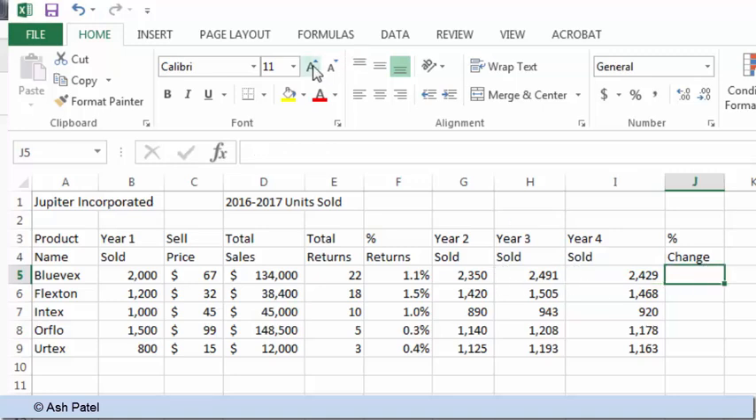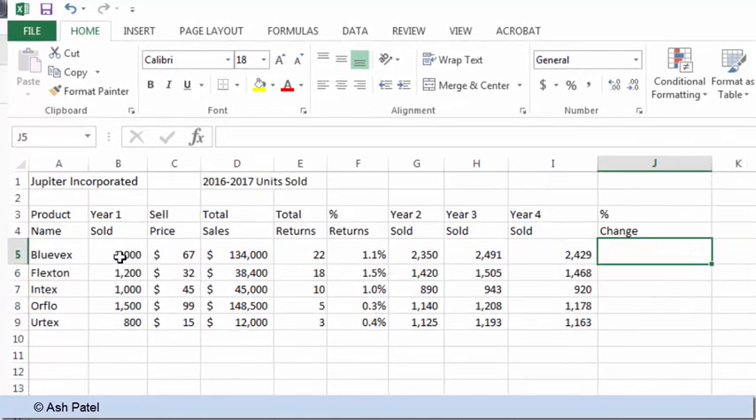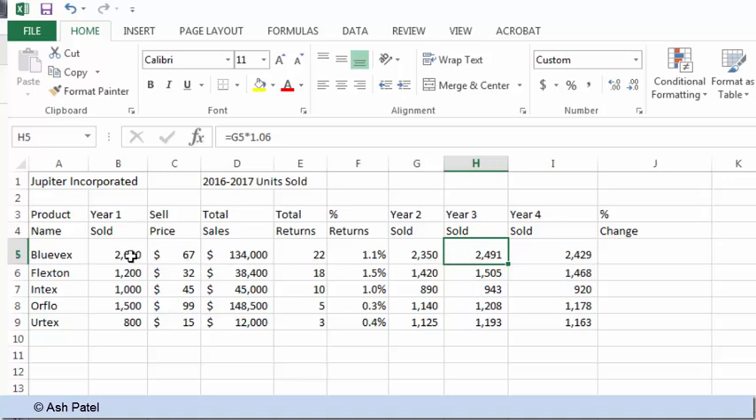So in percent change, here's what I'd like to do. I want to tell my bosses what change we had all the way from year 1 to year 3. We won't do year 4. We'll just go straight to year 3. From here to here, we went from 2,000 to 2,491 units.